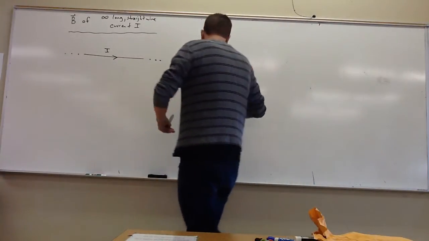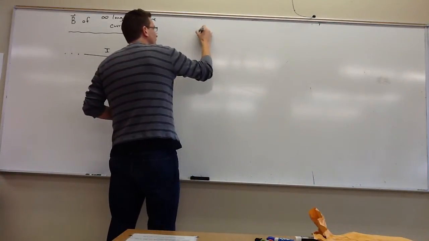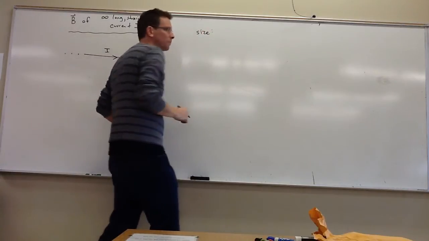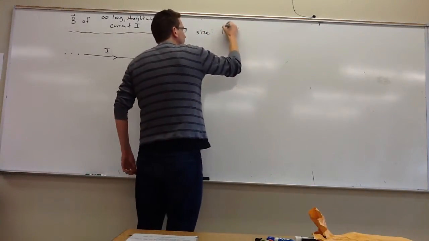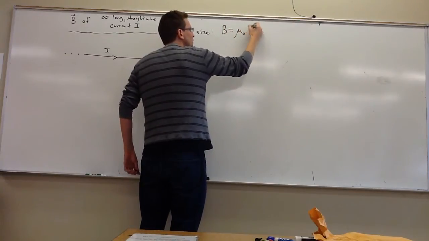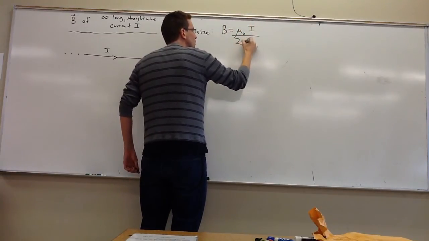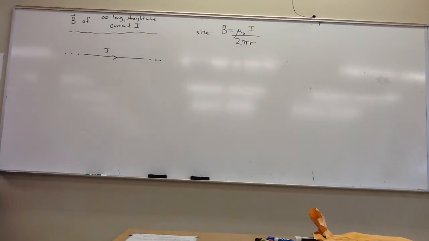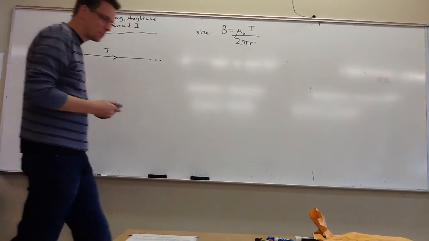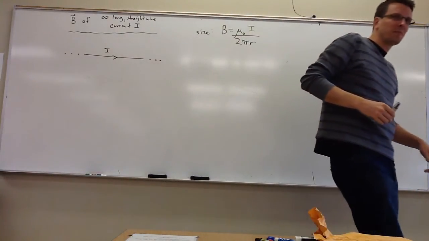So first things first, we need to address the size of it. And the size of the magnetic field will be given by this equation. I'll go through it and explain all the variables that are in it, but I'm not going to explain where this equation itself came from.